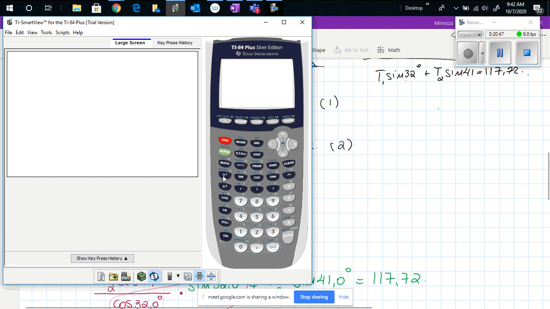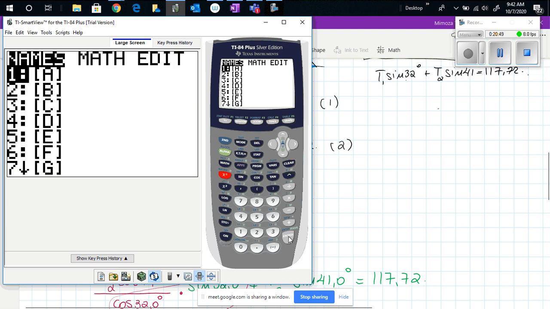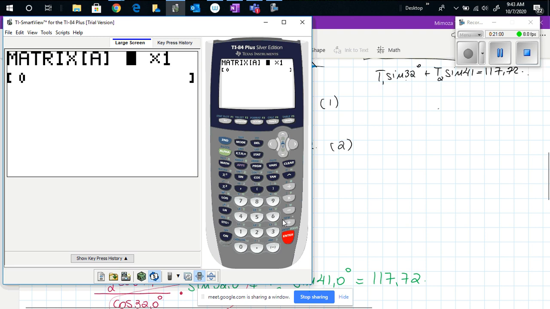So second function matrix, and then we will create a matrix. So we'll enter the information into the matrix. The very first thing that the calculator is asking is how many rows and how many columns you have. So you have 2 rows, 2 equations, and we have 3 columns. So the matrix will be 2 by 3. What you will see is a view like this.